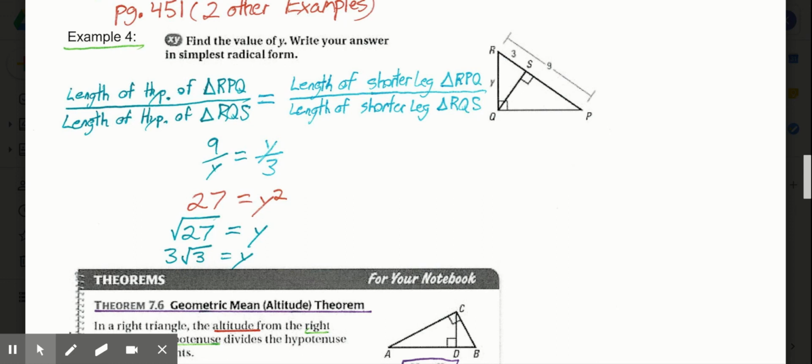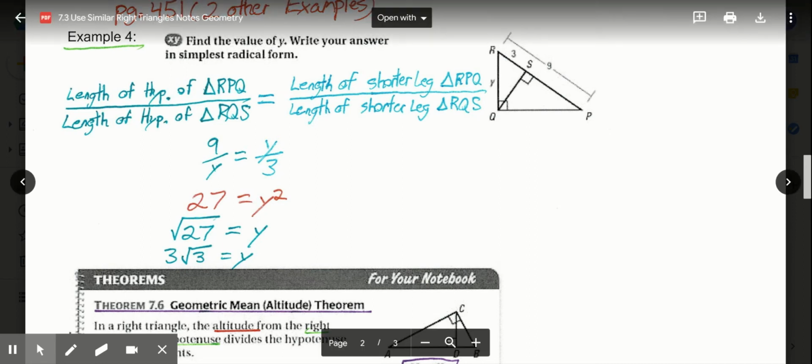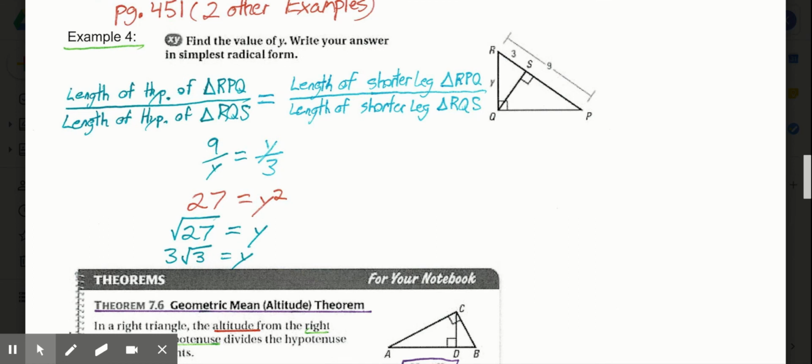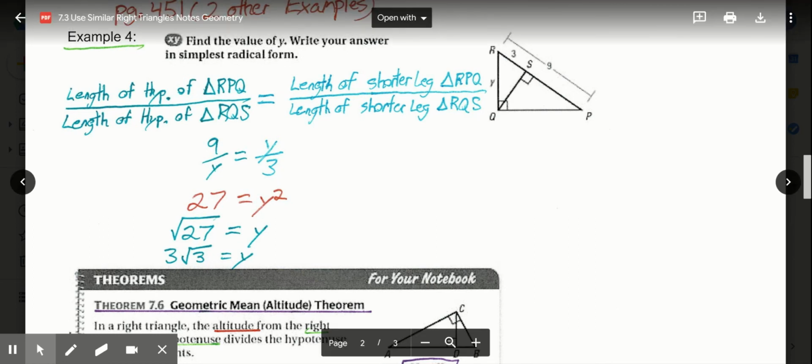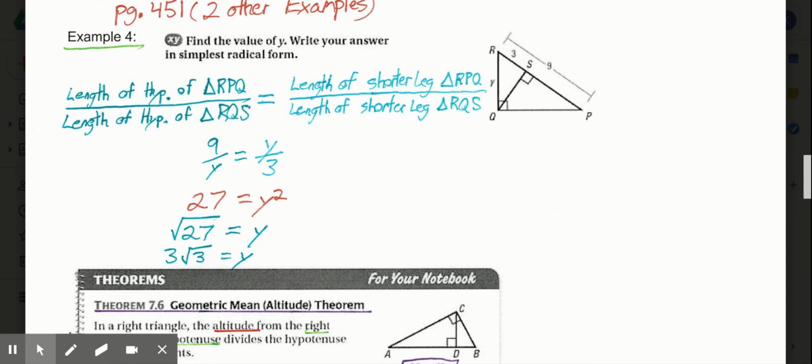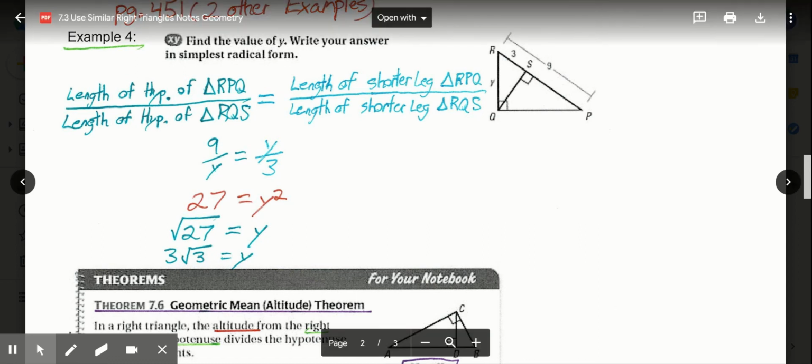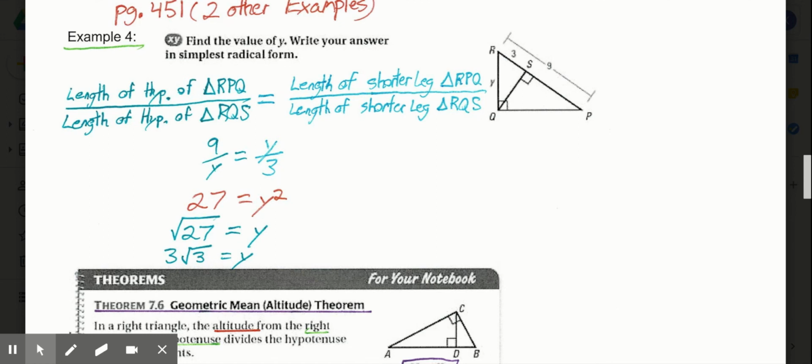And then on the other side, because y is on the bottom here, I know I need y on the top here. So that would be the length of the shorter leg in RPQ over the length of the shorter leg in RQS. Cross multiply, 27 and y squared. So then the square root of 27 equals y. And simplest radical form means, can we pull a perfect square out of the square root of 27? Which the square root of 27 is the same thing as the square root of 9 times the square root of 3. And the square root of 9 is 3. So then we have 3 square roots of 3.